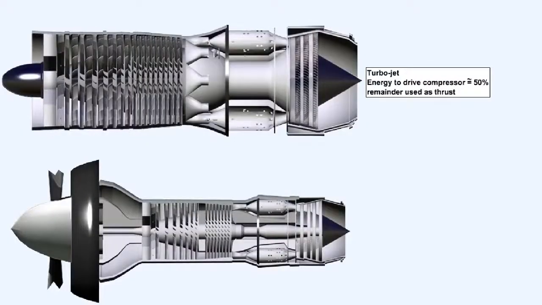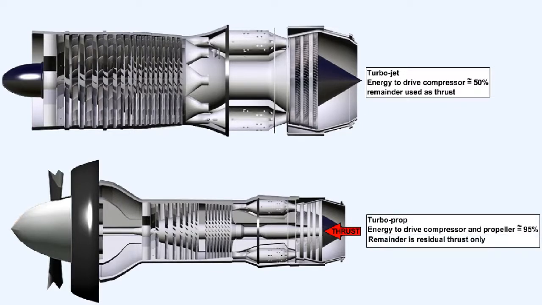The major difference between the turbojet and the turboprop in how they handle the generated power is that, in the turbojet, virtually all of the energy that remains after the compressor has been powered is used as thrust. Whereas in the turboprop, almost all the energy in the gas stream is converted into mechanical energy to drive both the compressor and the propeller.